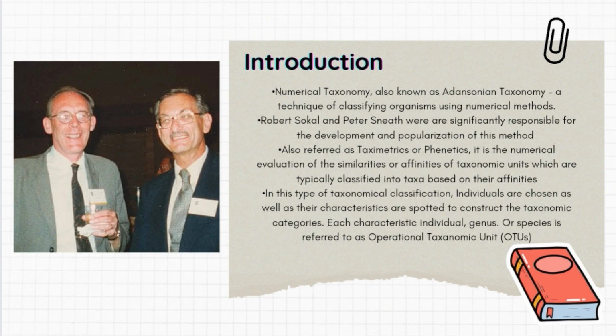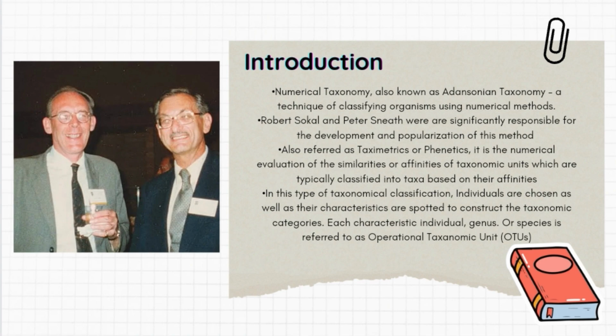Robert Sokal and Peter Sneath are significantly responsible for the development and popularization of numerical taxonomy, also referred to as taximetrics or phenetics. It is the numerical evaluation of similarities or affinities of the taxonomic units, which are typically classified into taxa based on their affinities.